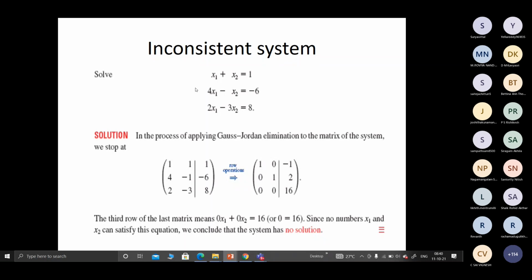So this is the system here, in matrix form: 1 1 1, 4 -1 -6, 2 -3 8. When you apply this, you need not worry about this. These are always talking about Gauss-Jordan. So let us say elimination.